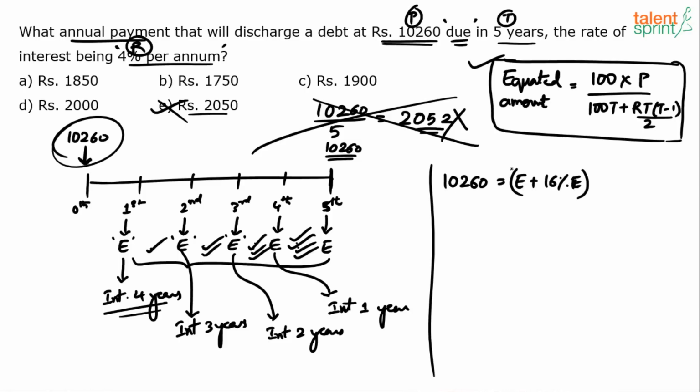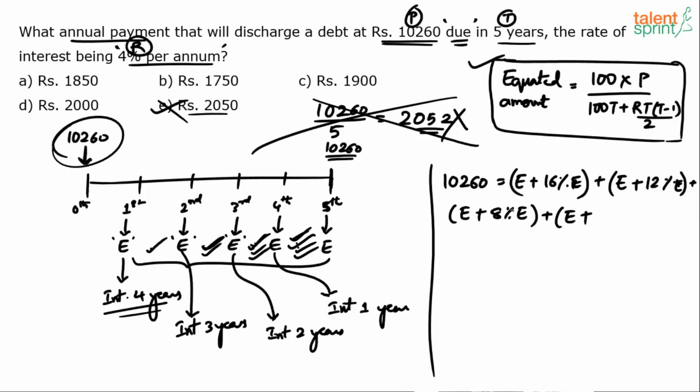This is what actually is the total worth of what I pay in the first year. What I actually pay is only E, but its worth over a period of 5 years will become E plus 16% of E. Plus, what happens? Second installment, E. This second installment will get interest for how many years? 3 years. 1, 2 and 3. Each year 4%. So in 3 years 12%. 12% of E. Plus, third installment, E. It will get interest only for 2 years. 8%. 8% of E. Plus, fourth installment, E.